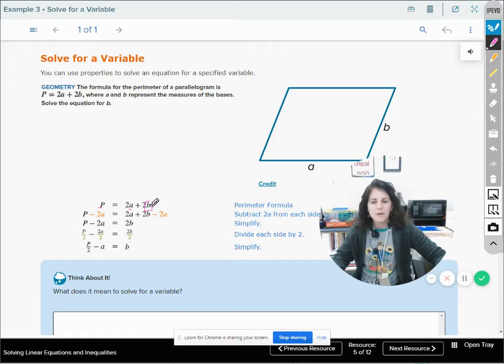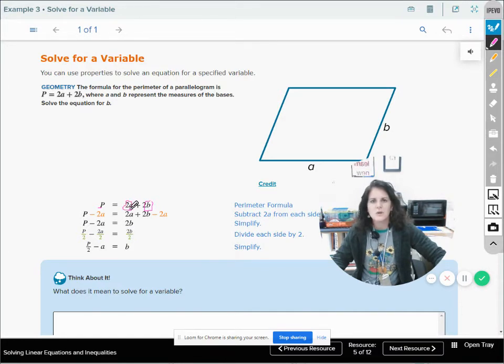So to get B by itself, we first have to get rid of this term over here. We first have to get rid of the 2a. Well, how do I get rid of a positive 2a? Just pretend it was like 21 instead of 2a. Pretend it's 21.